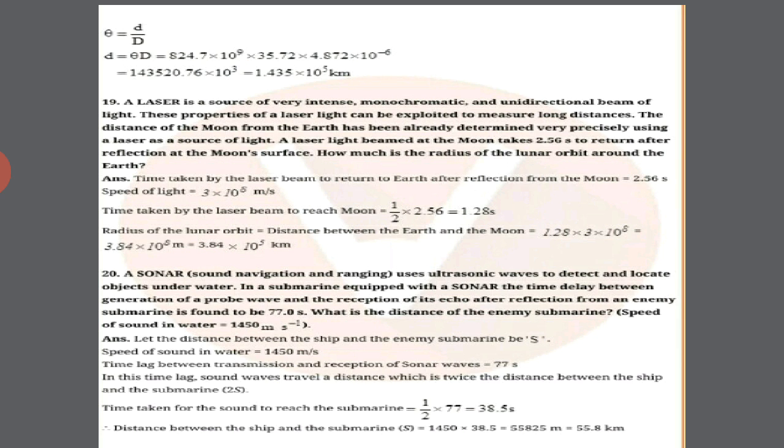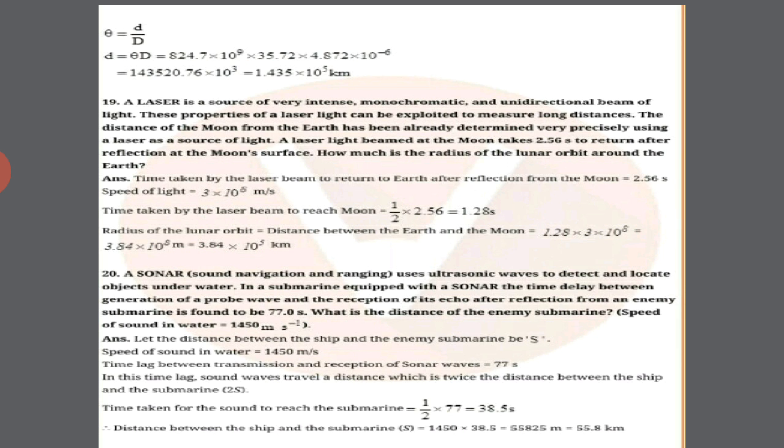Radius of lunar orbit is equal to the distance between the earth and the moon, and it is 1.28 into 3 into 10 to the power 8. So it becomes 3.84 into 10 to the power 5 in kilometers, but it will be 10 to the power 8 in meters. So next question.